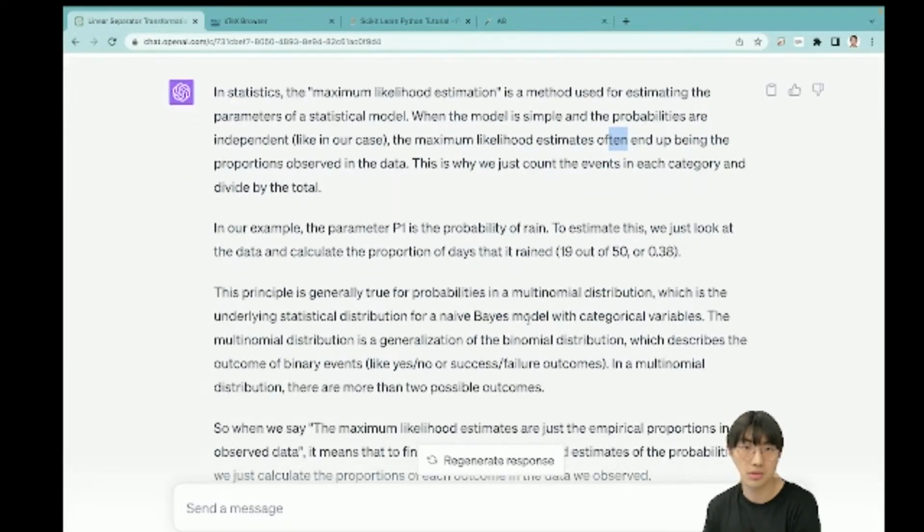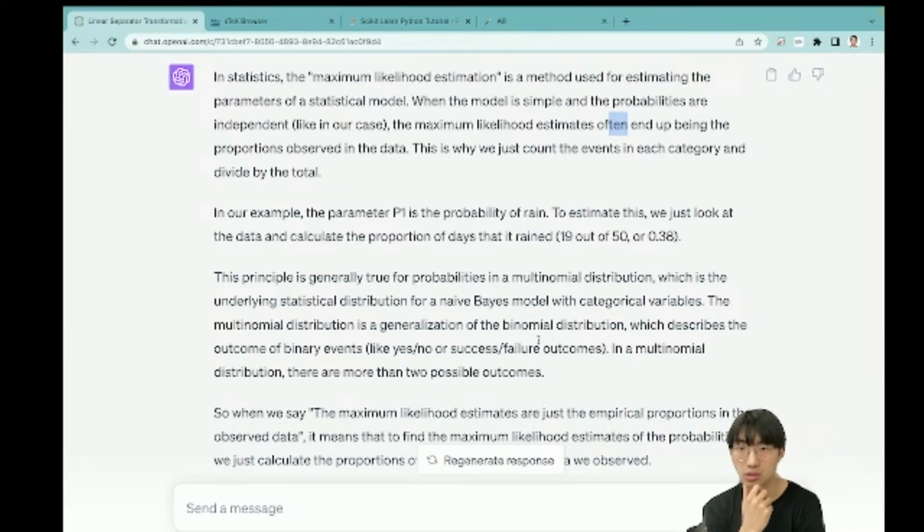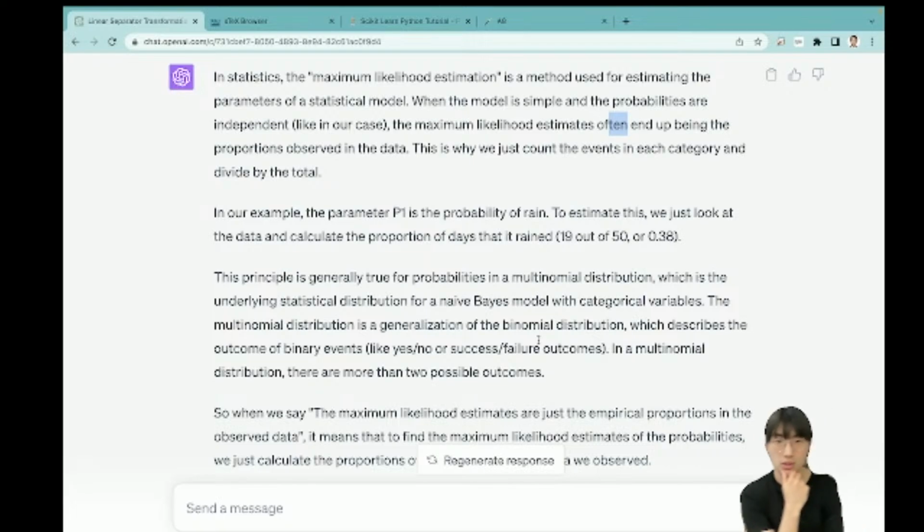The principle is generally true for probabilities in a multinomial distribution, which is the underlying statistical distribution for the naive Bayes model with categorical variables. The multinomial distribution is a generalization of the binomial, which describes the outcome of binary events.